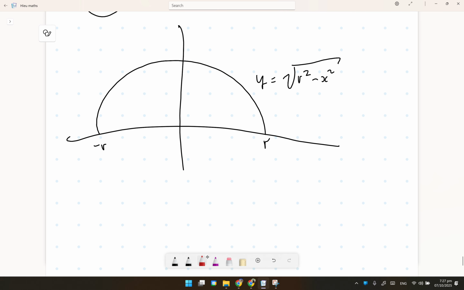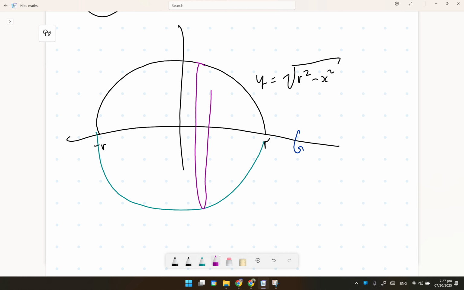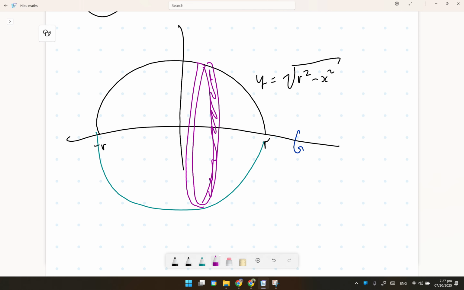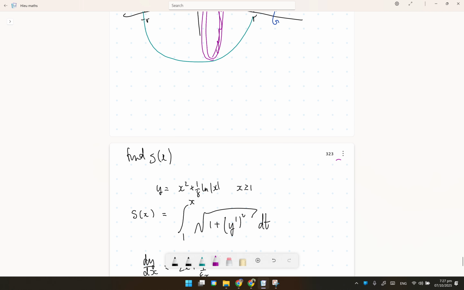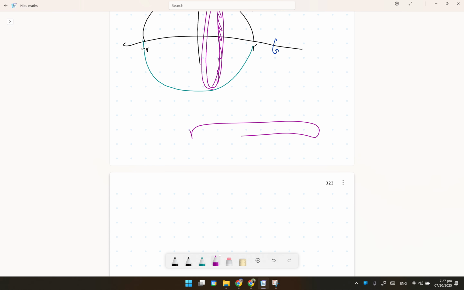If we were to revolve this around the x-axis, what you'd end up with looks like this. To find the total surface area, we have to start with a strip like this. You can see how it looks kind of like a sphere right now. If we find the surface area here, it's going to end up like this, so let's unfurl that strip. Let's find the equation for the total surface area and see where it takes us.